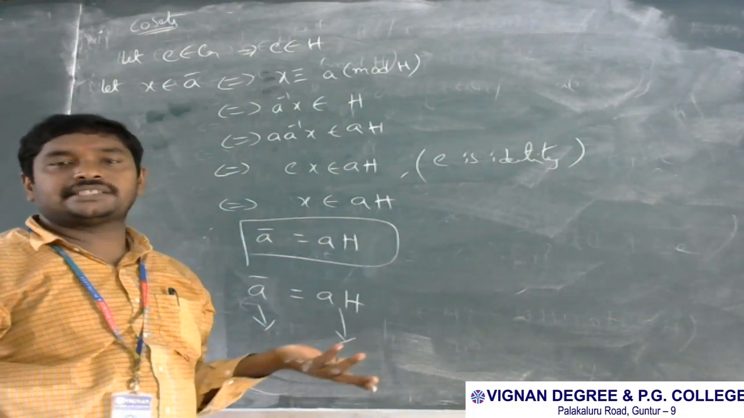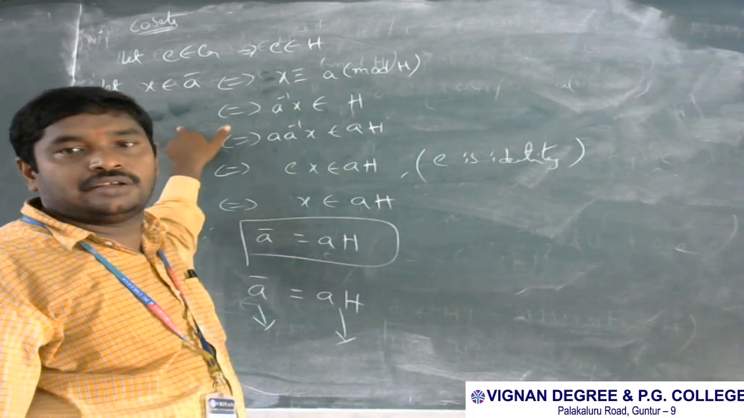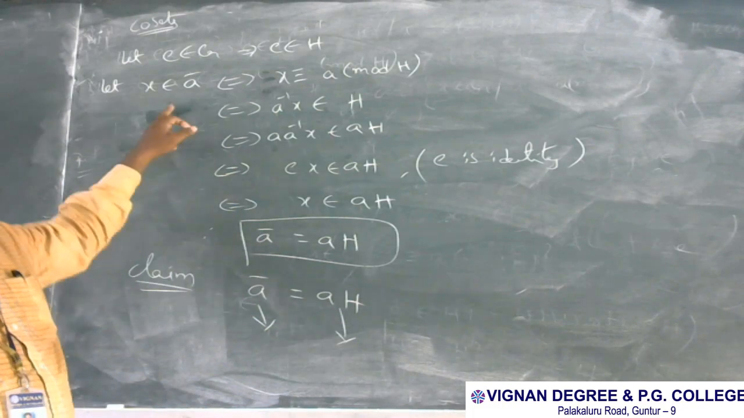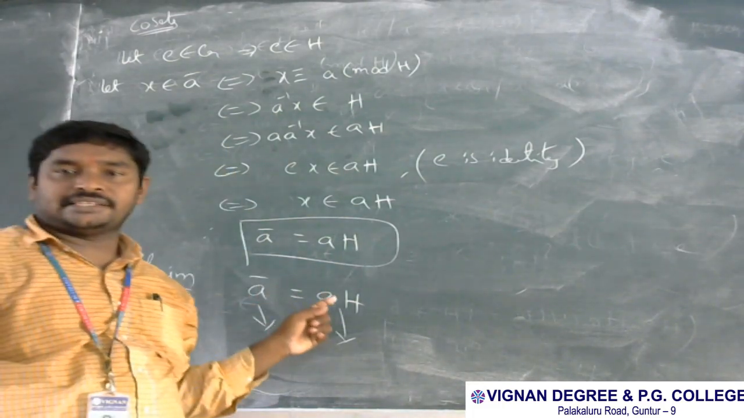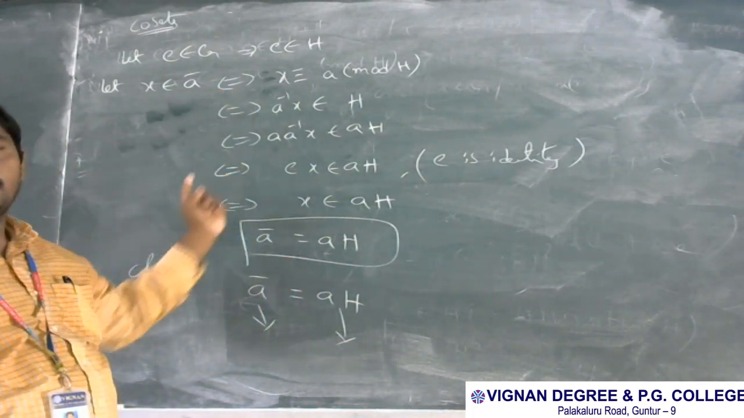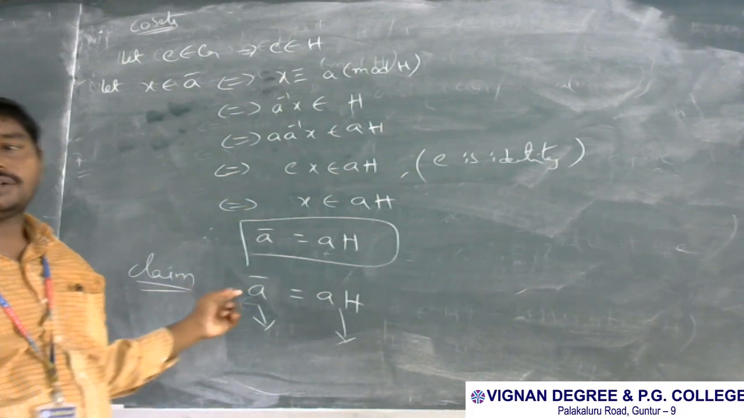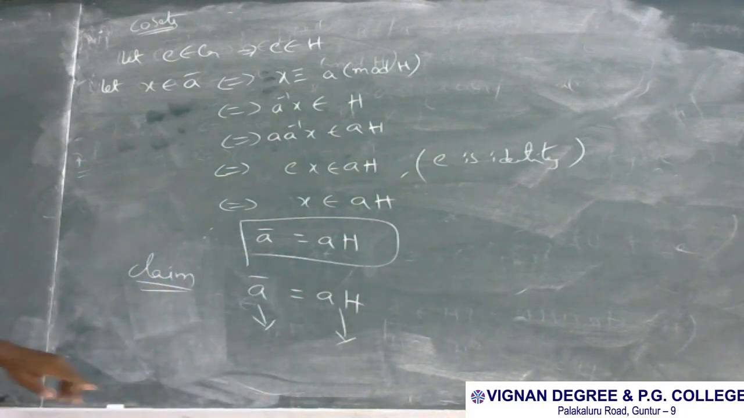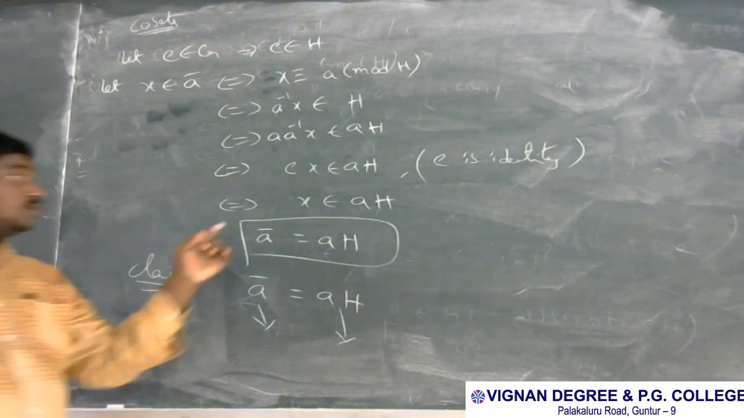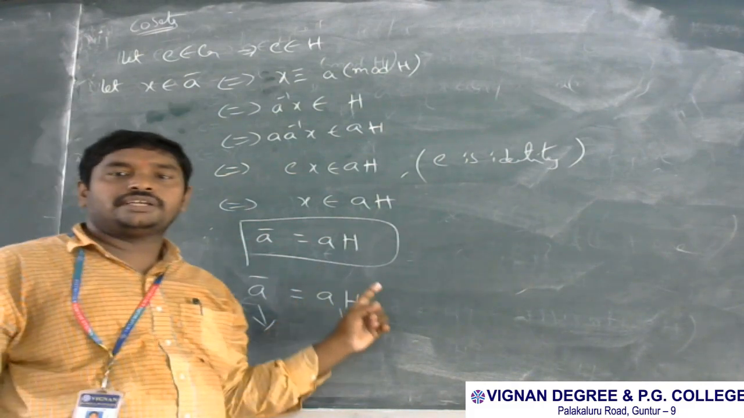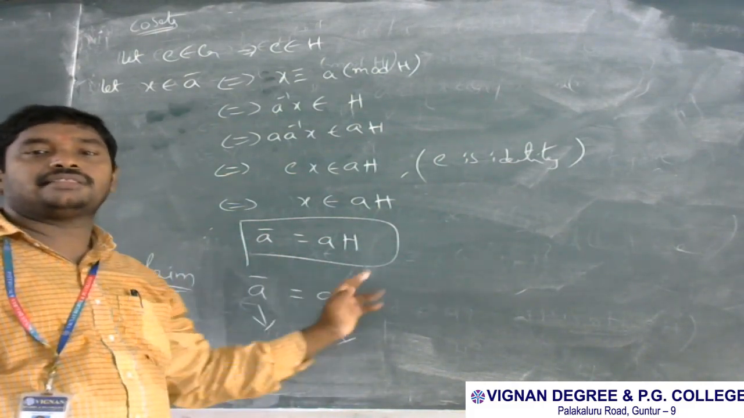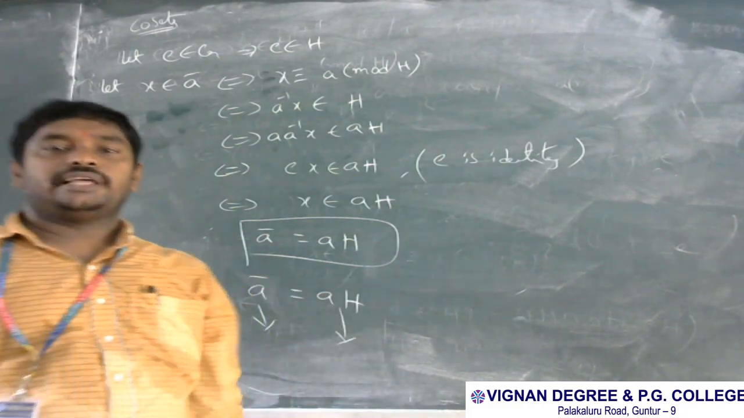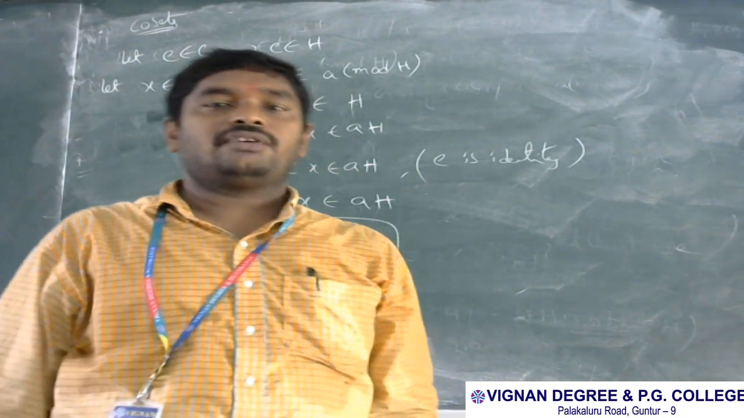Okay? Where is x? x is an element in A bar. Where did you prove x? In aH. So that means A bar is always equal to aH. That's why you have taken if and only if. So if and only if means A bar is equal to aH. Therefore, hence the theorem. This is what we have proved. Okay, friends. So today our topic is over.